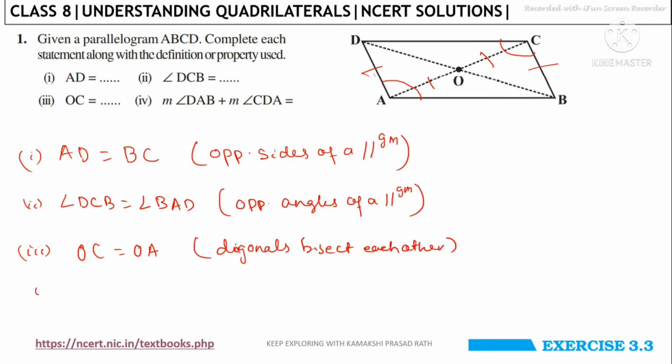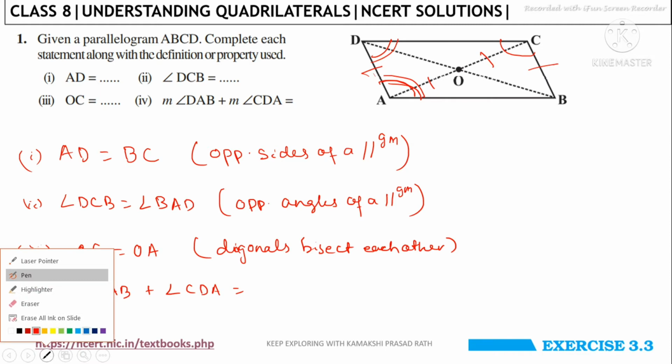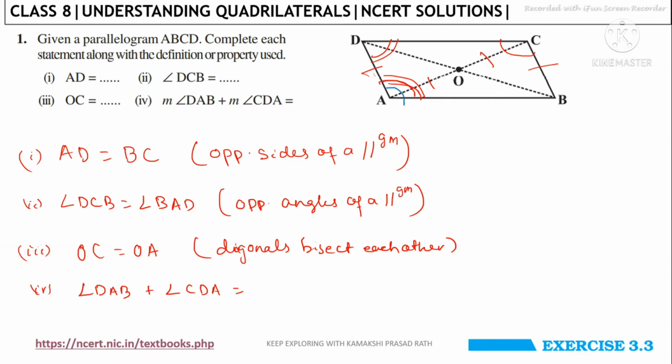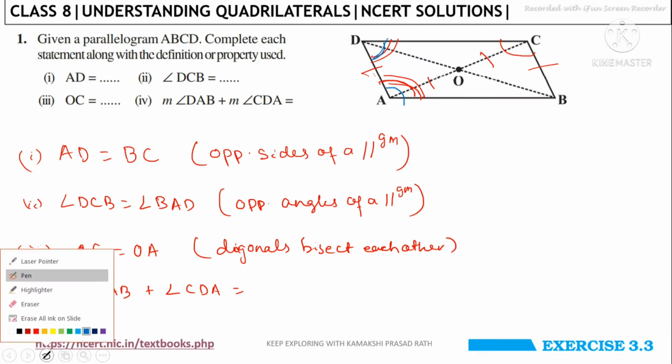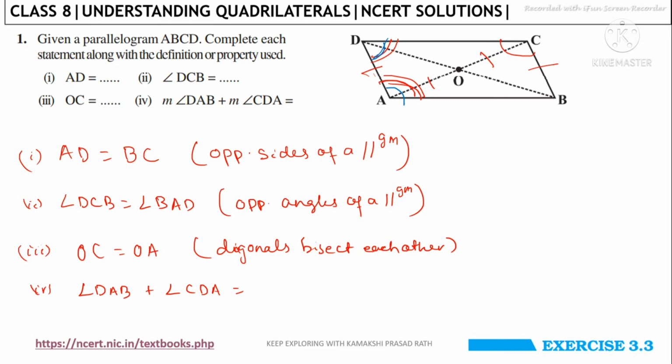And the last one, the measure of angle DAB plus angle CDA. So let us make it clear. This is DAB and CDA. So DAB plus CDA is equal to 180 degrees. So the reason will be, as we know, this is a parallelogram, so lines AB and CD will be parallel. So these two are parallel.